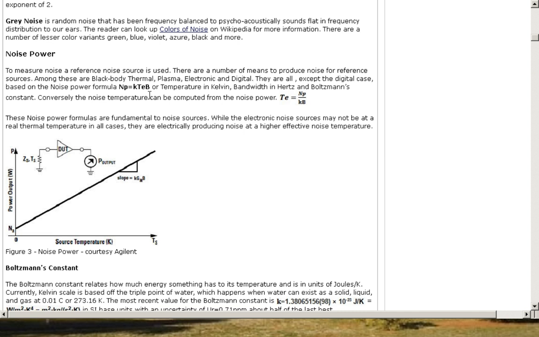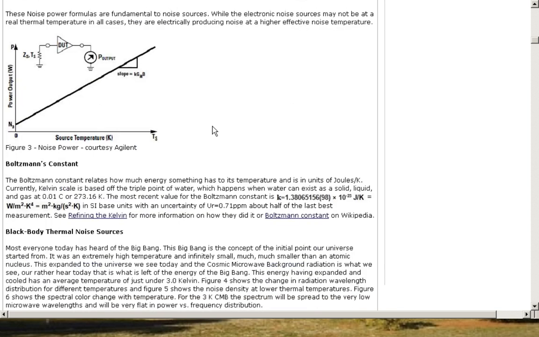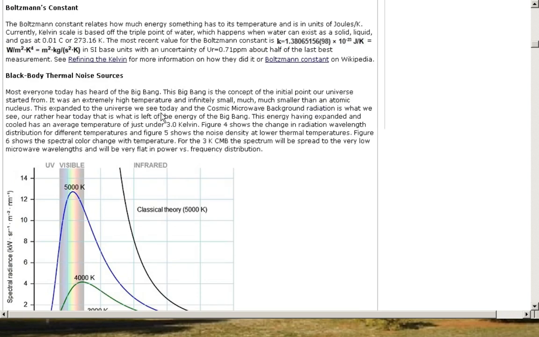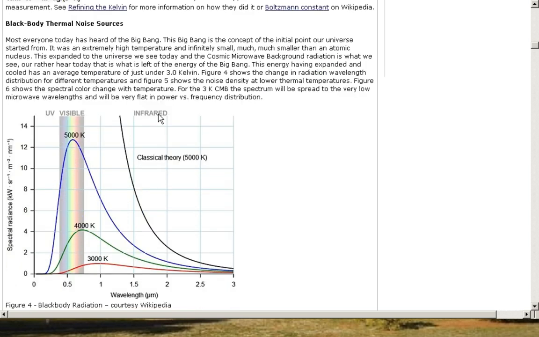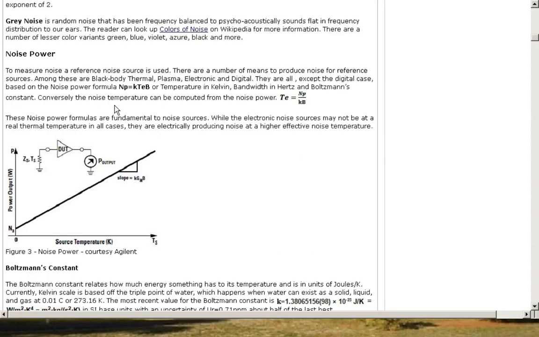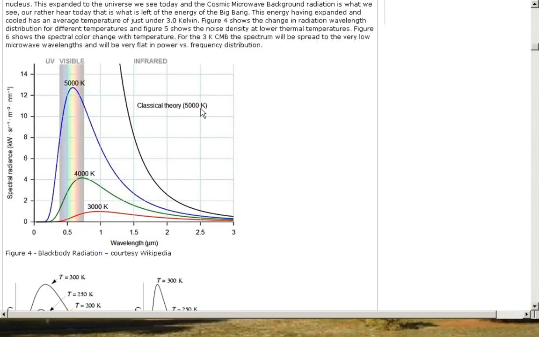Now, this is where I have a disagreement, okay? This formula is based on what's called Boltzmann's constant. And if you come down here, well, I guess black body noise, you see, they're using the same formula for noise, and yet thermal noise is based on a random distribution, where black body noise is not.